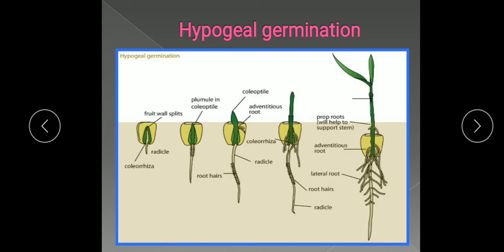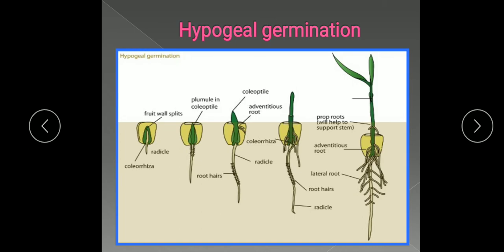So seed germination starts inside the fruit itself, and while the fruit is attached to the plant itself, after germination the seedling drops on the soil, develops roots and grows. So this type of germination in which the seed germinates inside the fruit while attached to the plant is known as the viviparous germination. Okay, this is seen in the mangrove plant. This is another kind other than epigeal and hypogeal.